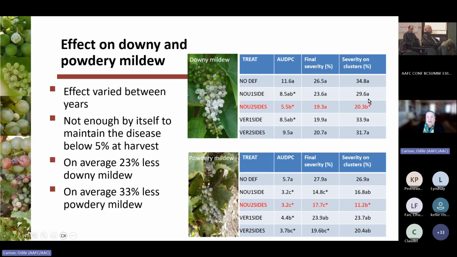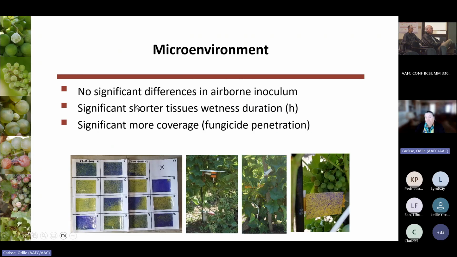Well, we didn't find... yeah, we got less disease, obviously, but the disease reduction was about 23% for downy mildew and 33% for powdery mildew. So again, in no way for these two diseases would it be enough to keep the disease below the economic threshold. But we got a good impact on disease management.